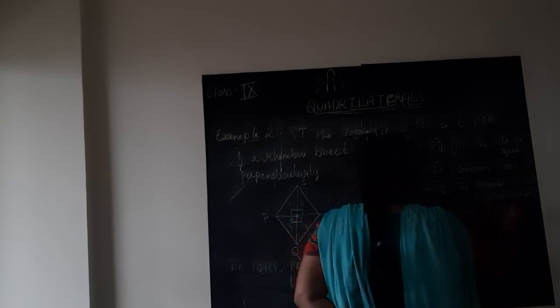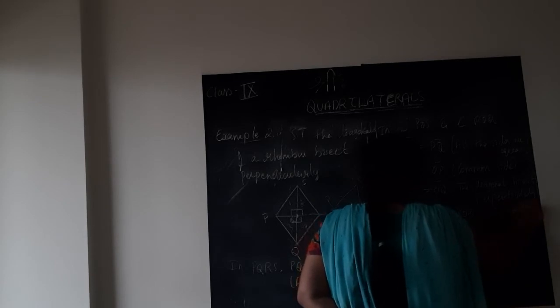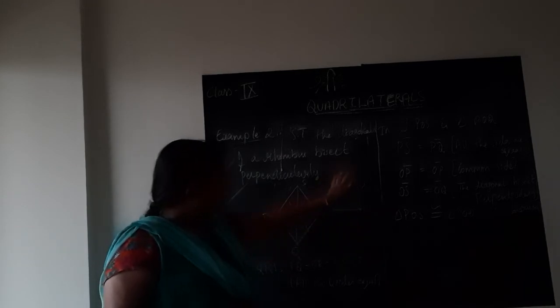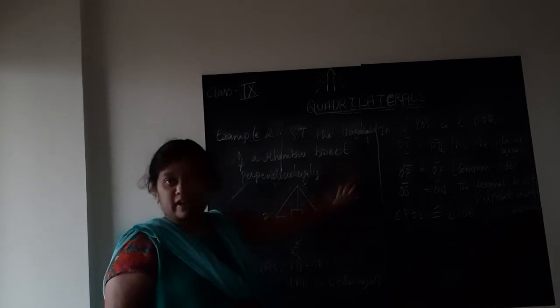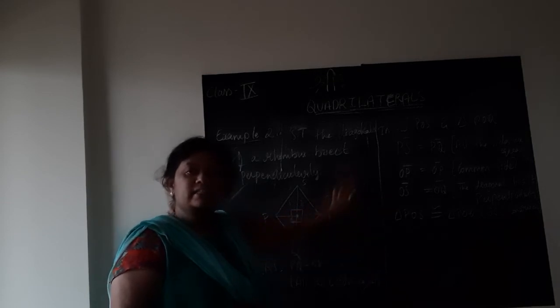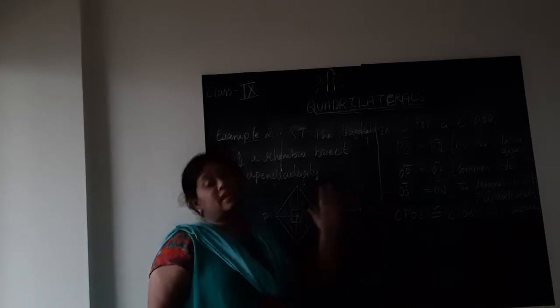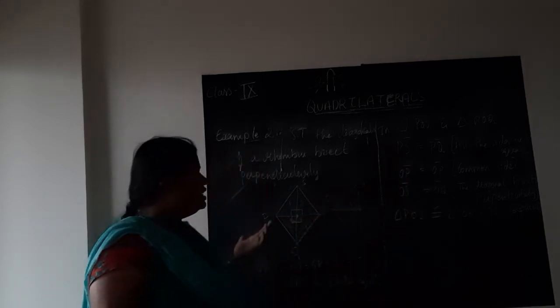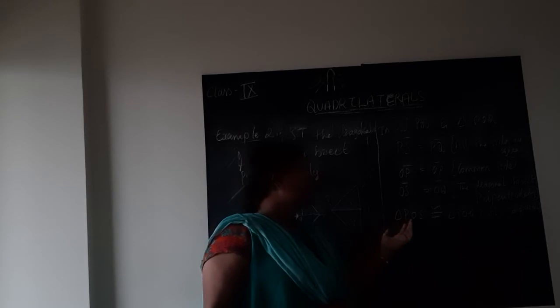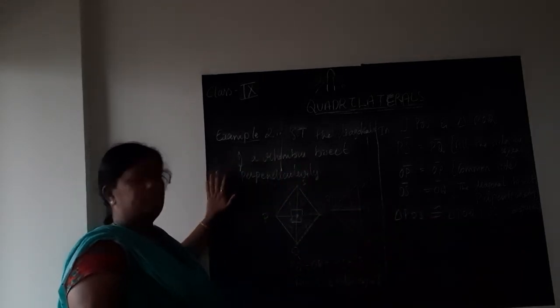How? By SSS congruency, side-side-side congruency. If the three sides of a triangle are equal to the corresponding three sides of the second triangle, then the two triangles are said to be congruent according to SSS congruency. You have learnt this in the triangles previous lesson, so I am applying it here, children. I have proved all the three sides are equal, so from SSS congruency, these two triangles are congruent to each other.